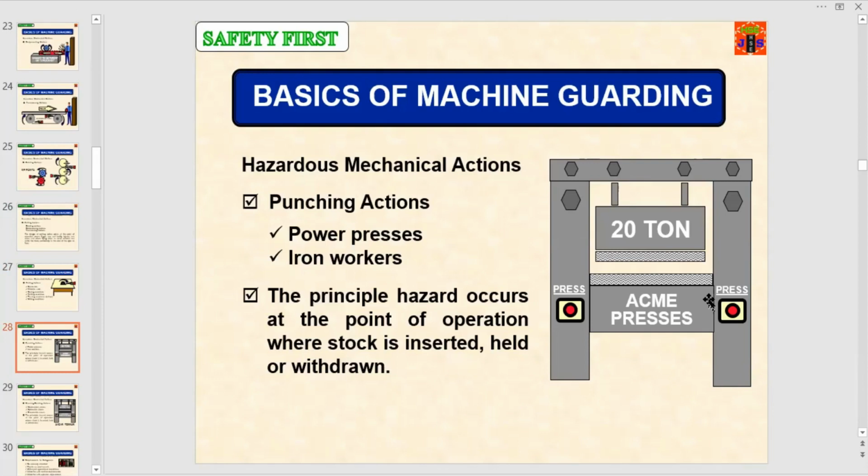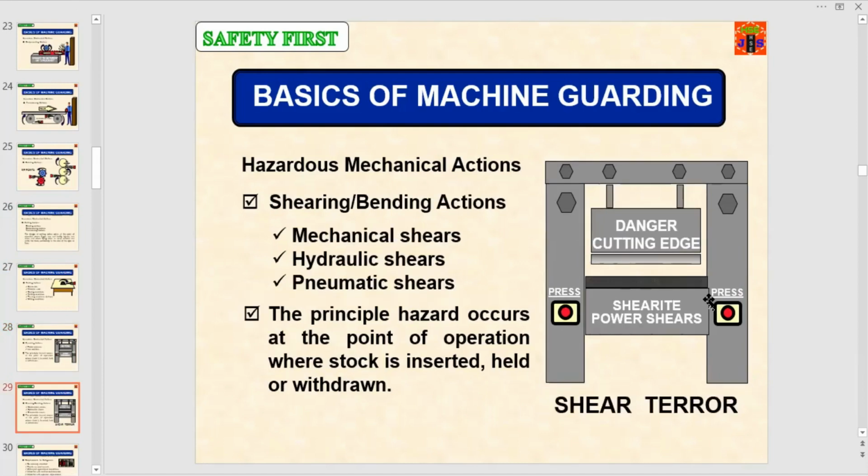Let us discuss punching actions, power presses, and iron workers. The principal hazard occurs at the point of operation where stock is inserted, held, or withdrawn. Shearing and bending actions: mechanical shears, hydraulic shears, and pneumatic shears. The principal hazard occurs at the point of operation where stock is inserted, held, or withdrawn. Have a look at the shear.